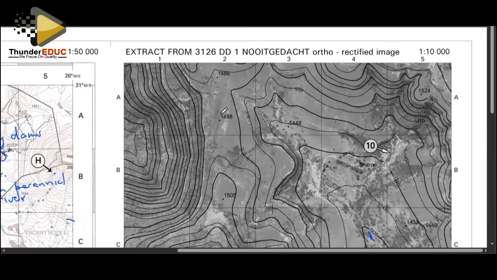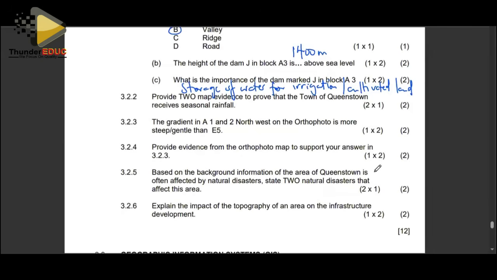These contour lines, A1 to A2, this part. The contour lines are close to each other. They are very close to each other in this block. This is a steep landscape. So basically, because of the spacing of the contour lines, we can say that it is steep. Provide evidence from the orthophoto to support. We have already given the evidence: contour lines are close together.